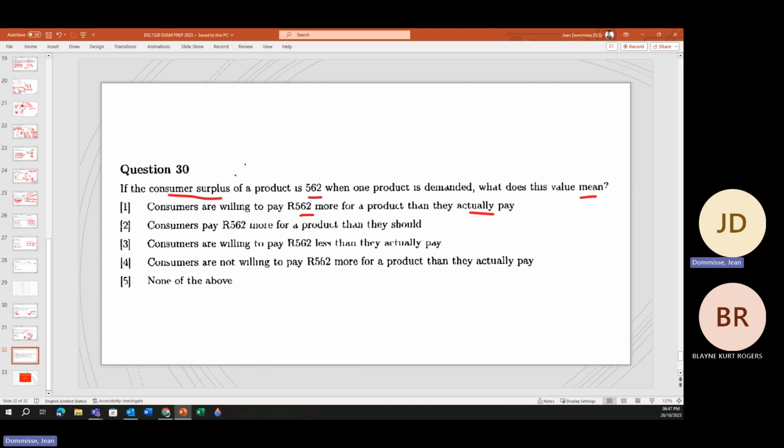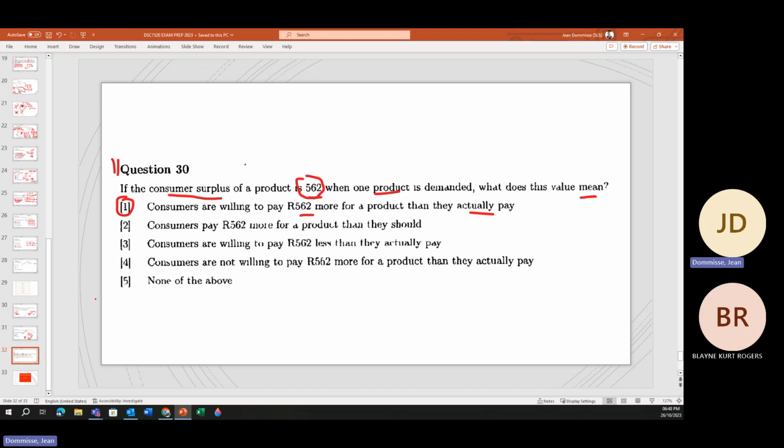Okay, so what consumer surplus is saying is that consumers are willing to pay more. And in this instance, consumers are willing to pay 562 Rand more per product demanded. Okay. Very technical, this one. I don't know if this explanation was even in the study guide, so very technical.